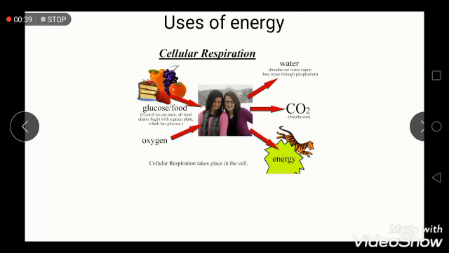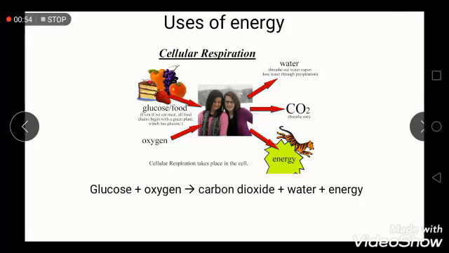Why do we call it cellular respiration? First of all, cellular because it's done by the cell. Then respiration because we have the consumption of oxygen and release of carbon dioxide. So this diagram can be transformed into an equation in which the cell will take the glucose plus oxygen to give carbon dioxide, water, and energy.